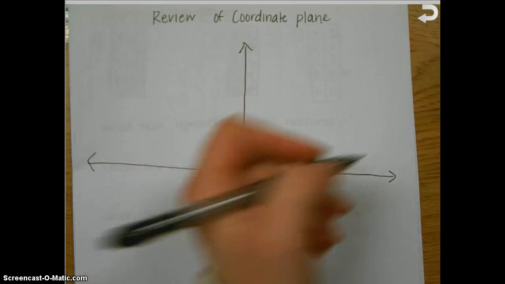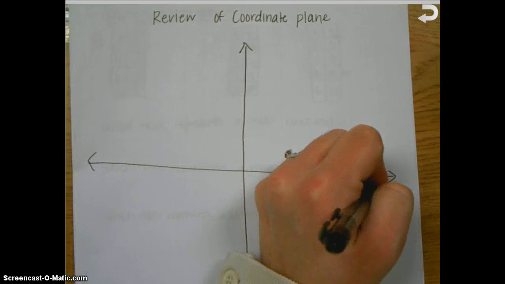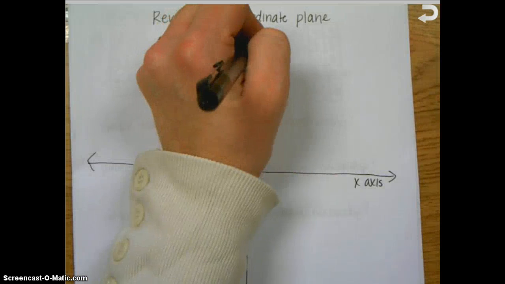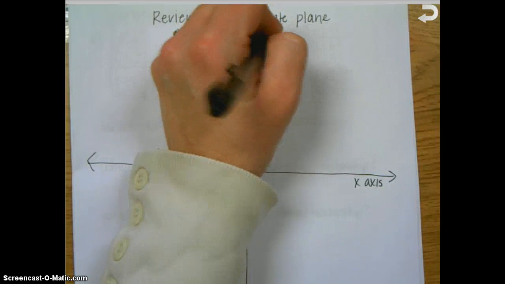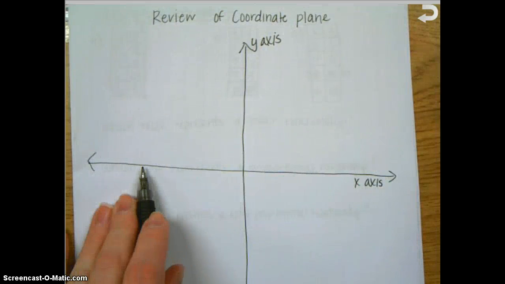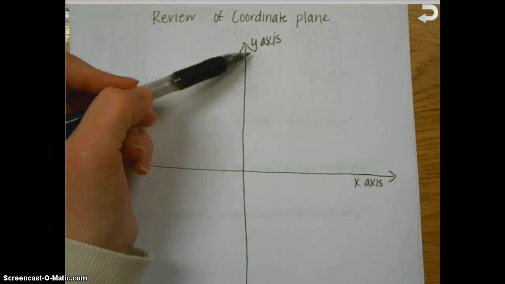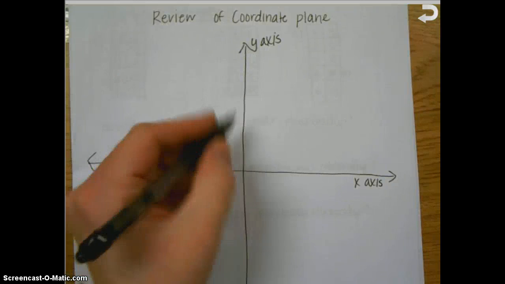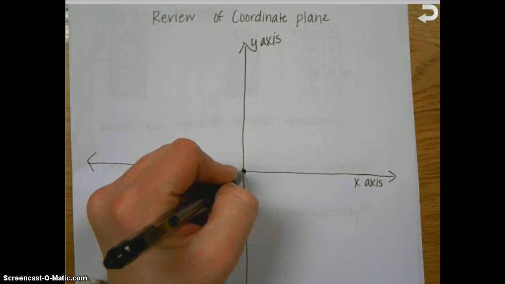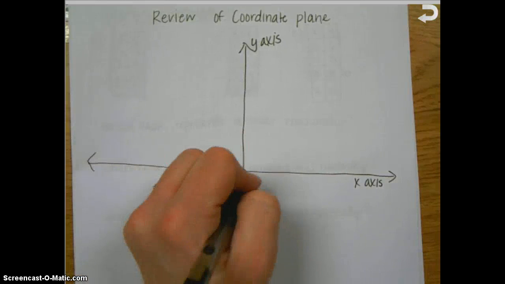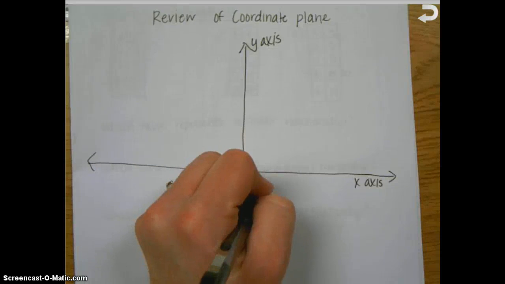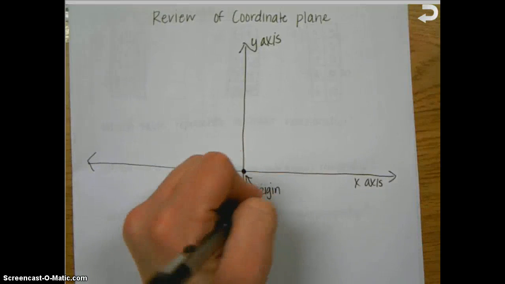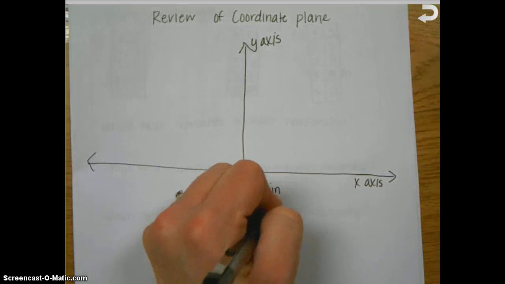Basically, the coordinate plane is made up of your x-axis and your y-axis. Your x-axis runs horizontally, left to right, and your y-axis goes up and down vertically. The x and the y-axis intersect at the point right here in the middle, and that is called the origin. The point of the origin is (0, 0).